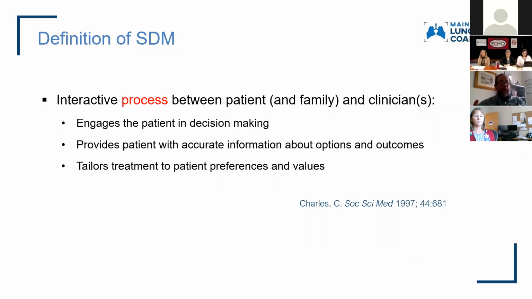So it's a process that includes the patient, perhaps others, family or friends who they want to help them with the decision, and one or more clinicians, that engages the patient as part of the decision-making by providing them with accurate and unbiased information about the options, the pros and cons of the options and the outcomes, and then tailors the decision, and whatever follows the decision, to what's important to the patient, which we often refer to as preferences and values.